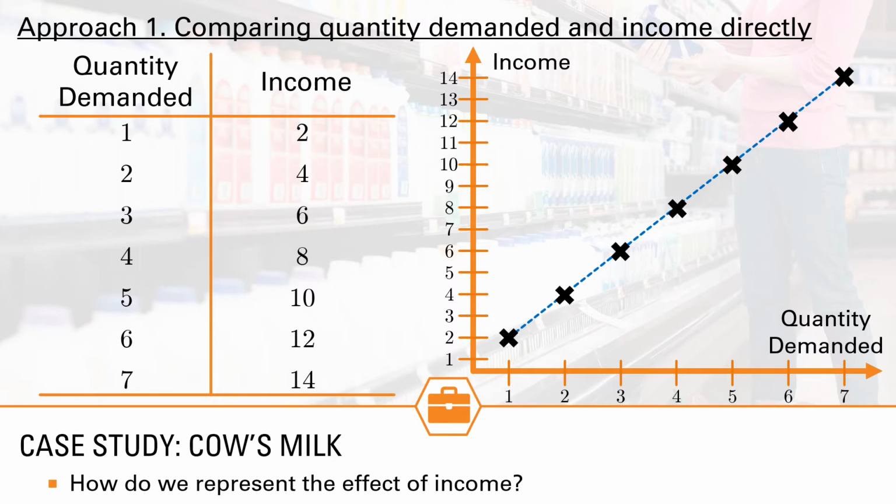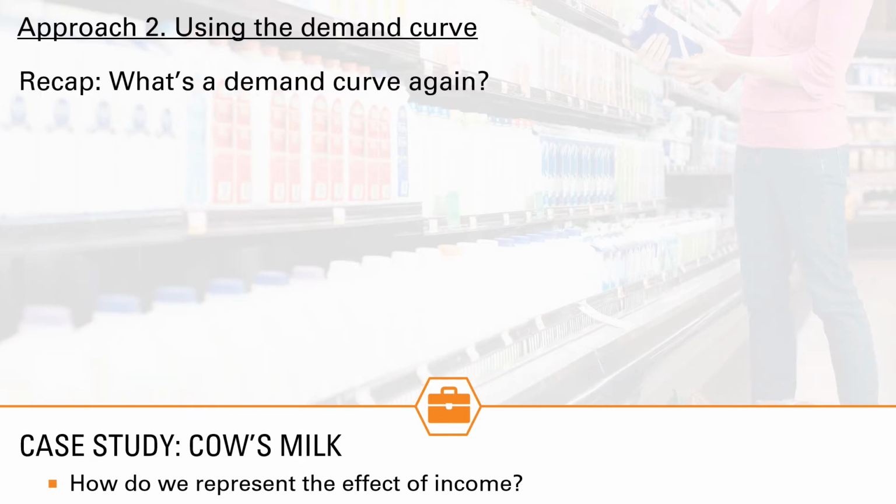Okay, so we'll move on to approach 2, and this is how we usually do it. The first approach was a simple way to do it, but it is not the standard way of doing things. This is the standard way. So approach 2 is we use a demand curve. Let's have a recap first. What's a demand curve again?